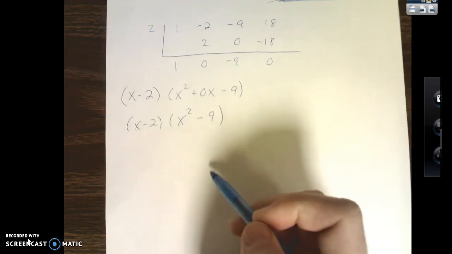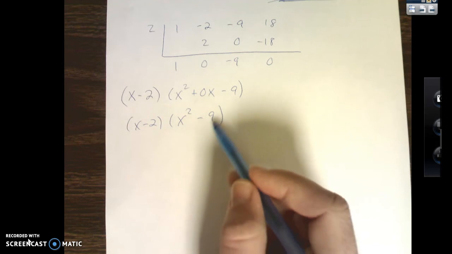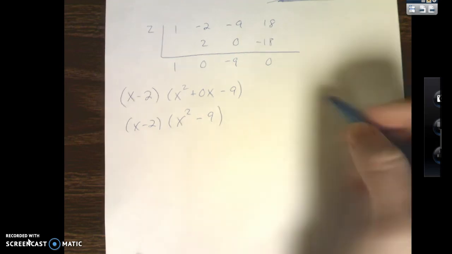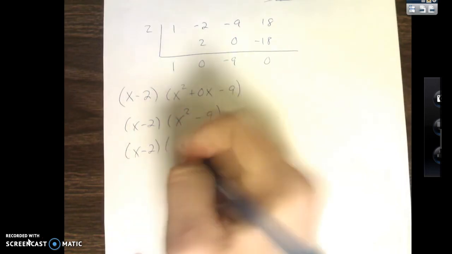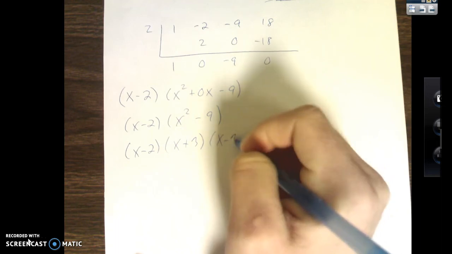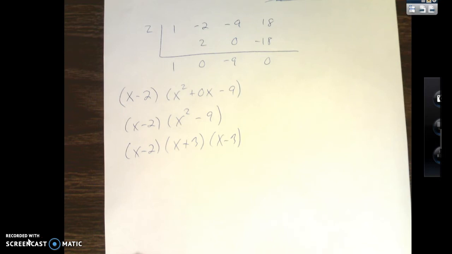This is a difference of squares problem, okay? Because I have an x squared, something squared, minus 9, which is something squared. So I can break that up to be x plus 3, x minus 3. All I did was square root x squared, which is x and x, and square root 9, 3 and -3.